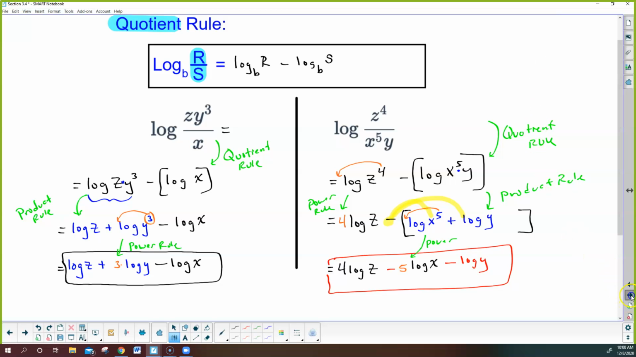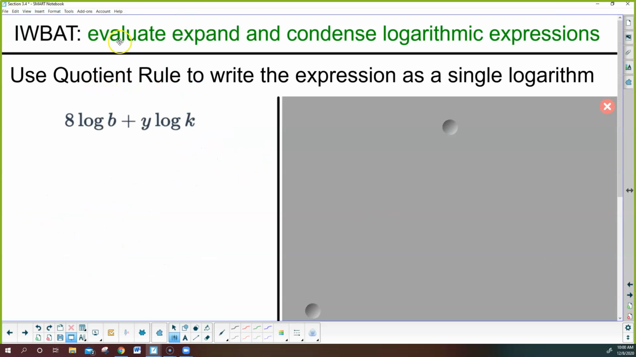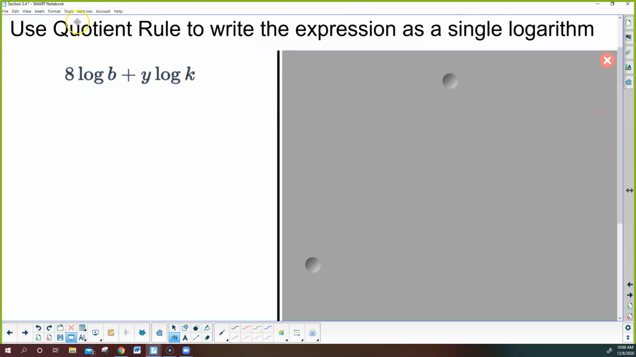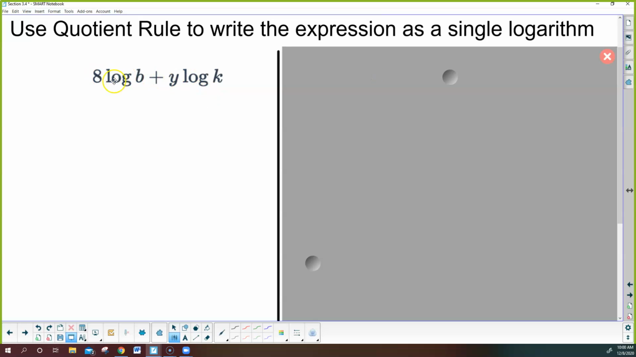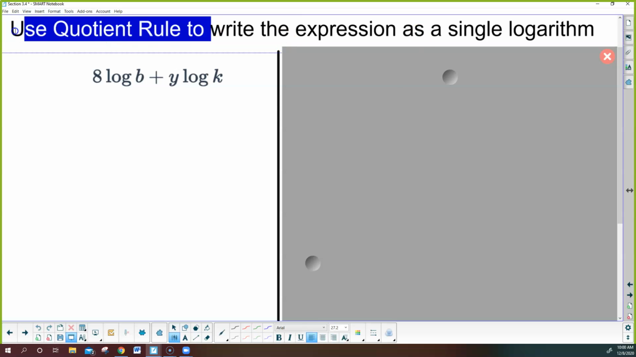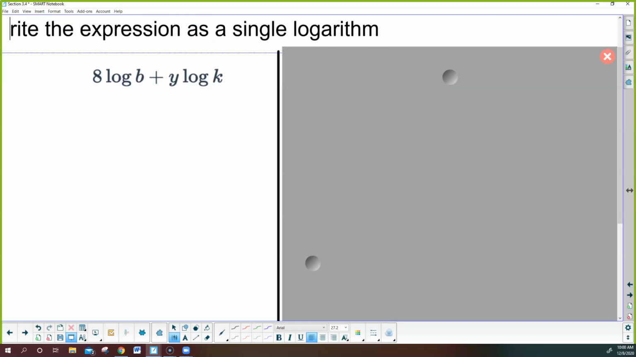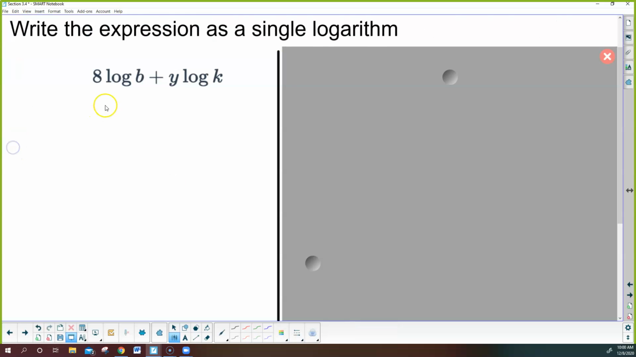Okay, so let's try this one. It says use the quotient rule to write the expression as a single logarithm. So what we're doing is we are taking this, it's in expanded form, we want to condense it. So go ahead and condense this. Apply any rules that you need to. And I should say, let's get rid of that because that's a little misleading right now. So the directions are write the expression as a single logarithmic function.